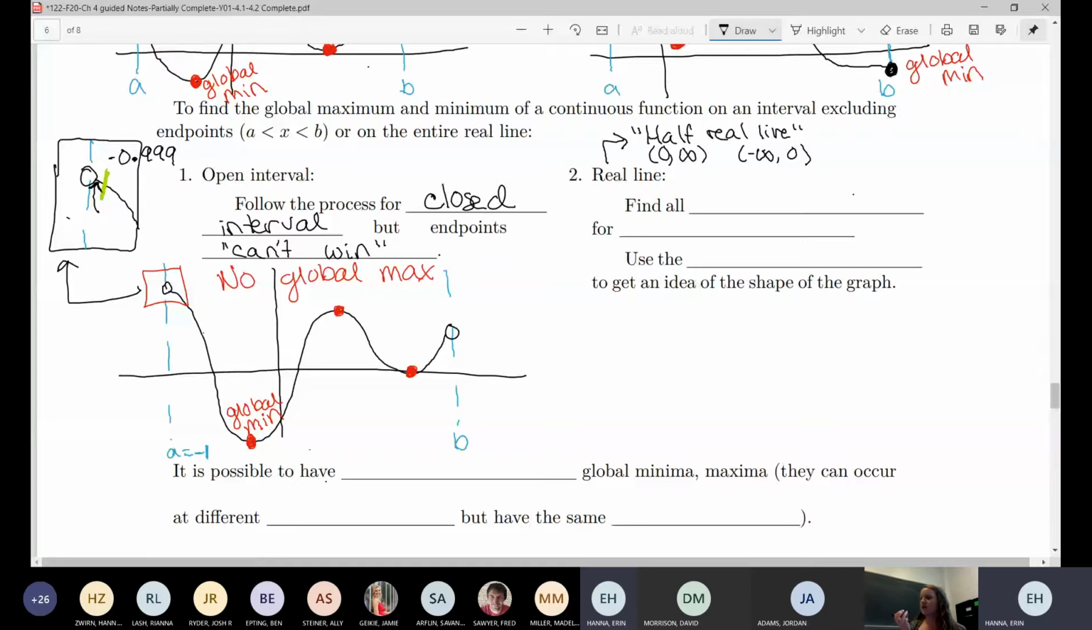So this one is, I don't want to say any harder, but it does take a bit more thought. So here's what you have to do.